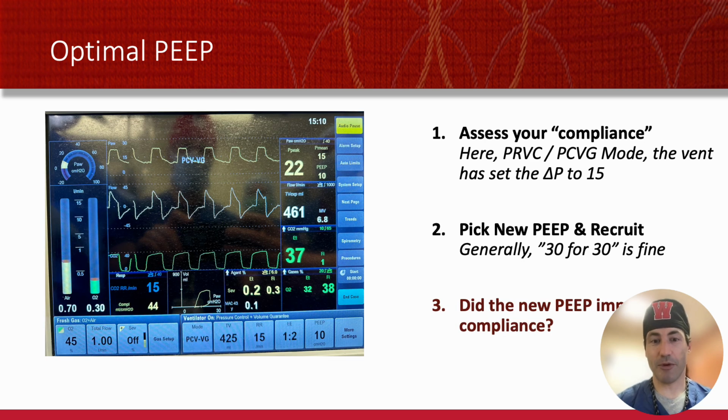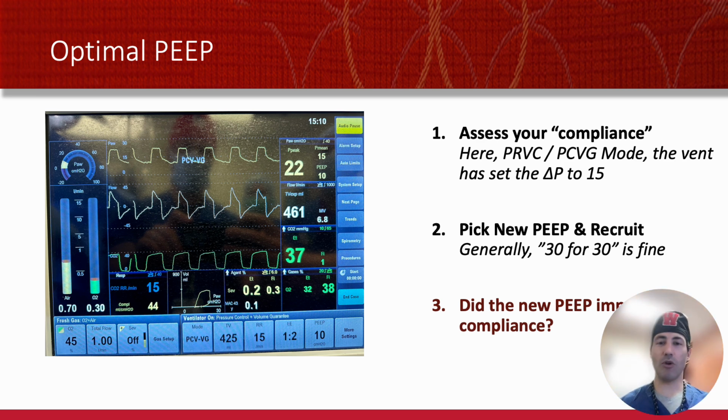So for this example that I showed, the first starting PEEP was 5. I've made it 10. We assessed our compliance. So previously, the driving pressure was 15. So it was a P high of 20 over a PEEP of 5 for the same tidal volume here, 425 milliliters. We changed the PEEP from 5 to 10. We did a mini recruitment, and then you let it stabilize and ask yourself, did it help?